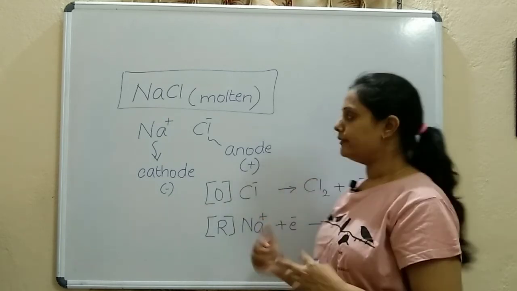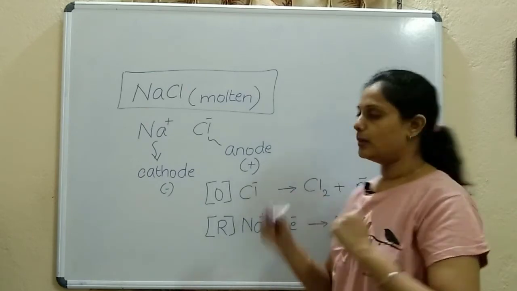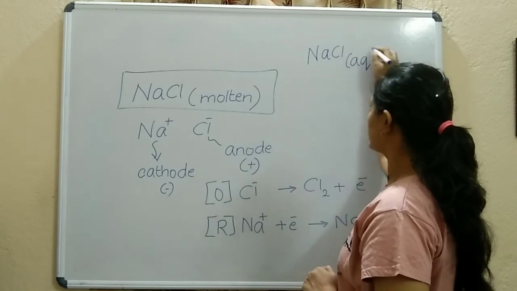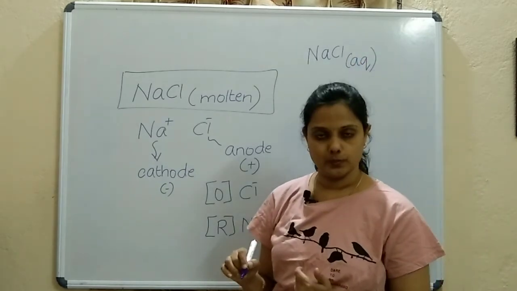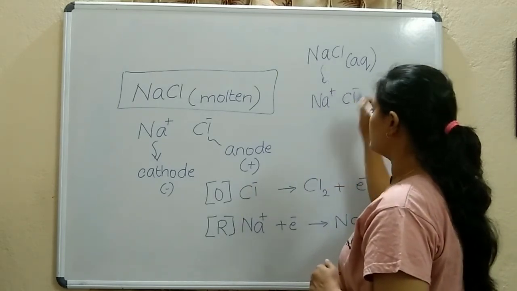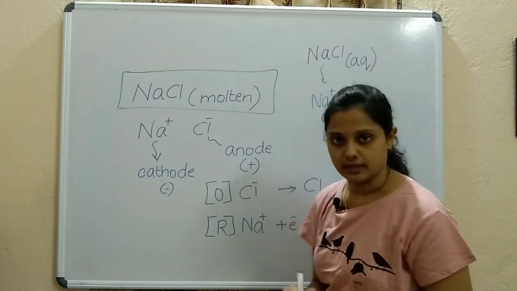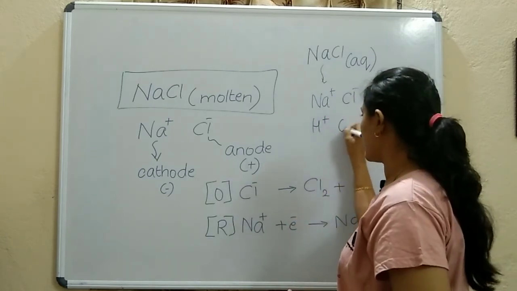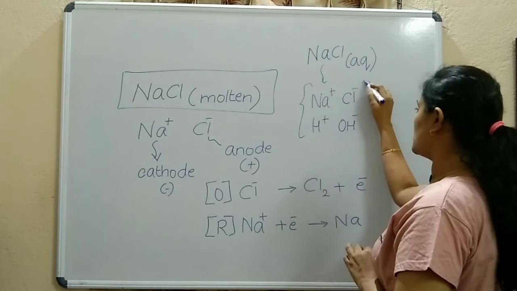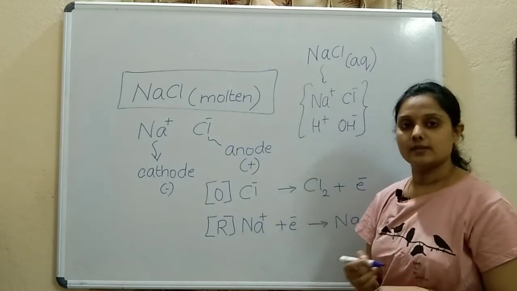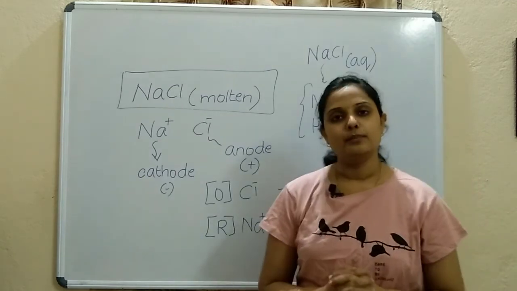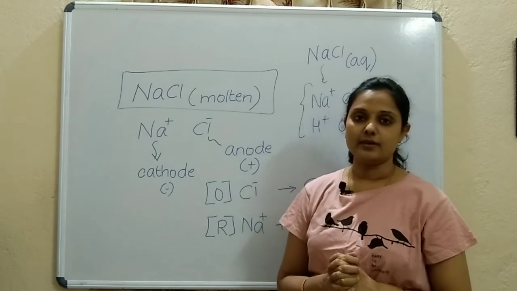Now suppose the electrolyte is in aqueous form. Suppose I write here NaCl aqueous, correct? Aqueous we write in short as aq. Then again it will split into Na+ and Cl-, but this time aqueous means water. Water also has H+ ions and OH- ions. So you can see here we are getting 2 cations and 2 anions, right? So out of these 4, what will be the product at the anode and what will be the product at the cathode? That we have to find.